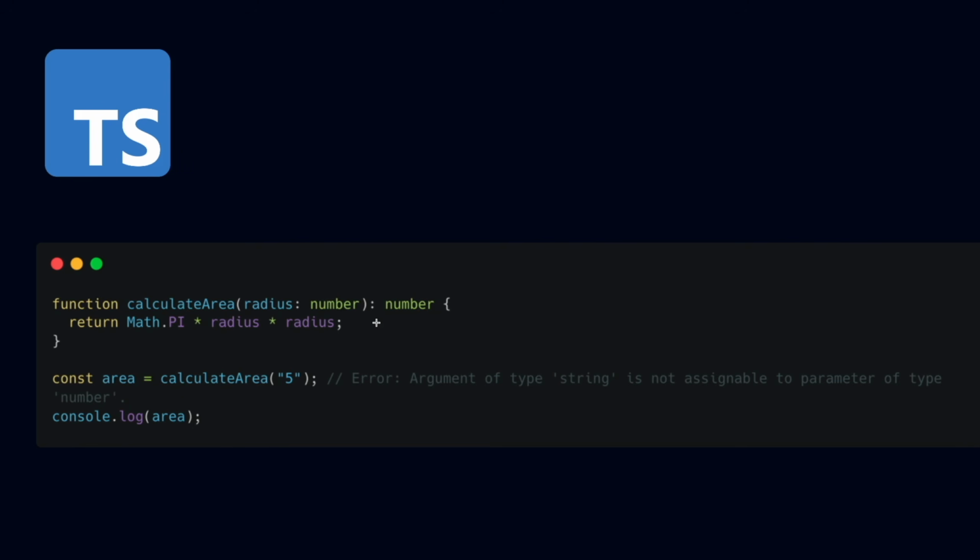This is how you can type variables. You just have to put this colon and then the name of the type. We also have other types like strings, booleans, arrays, tuples, enums, any, void, and don't worry, we're going to learn every single one of them in the following lessons. But I just wanted to show you what a very basic example of TypeScript looks like.